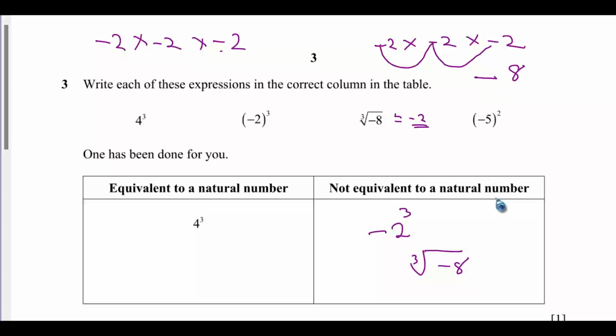The last one is negative 5 to the power of 2, which is the same as negative 5 times negative 5. This and this combine together to become positive, and 5 by 5 gives you 25. So this is a natural number. Sorry, we should put negative 5 to the power of 2 here. So let's go to the next question.